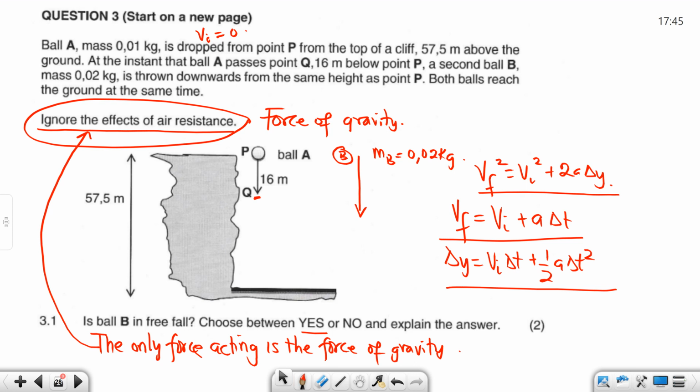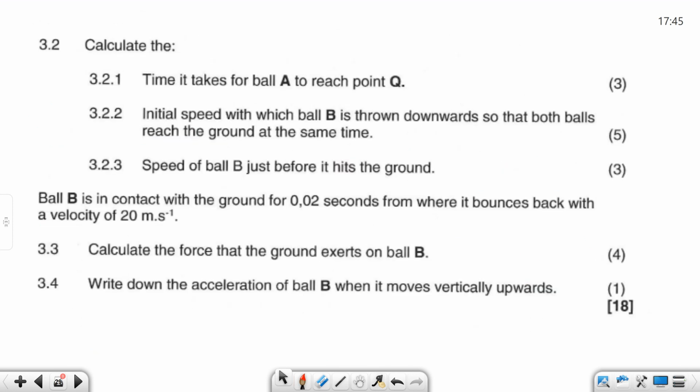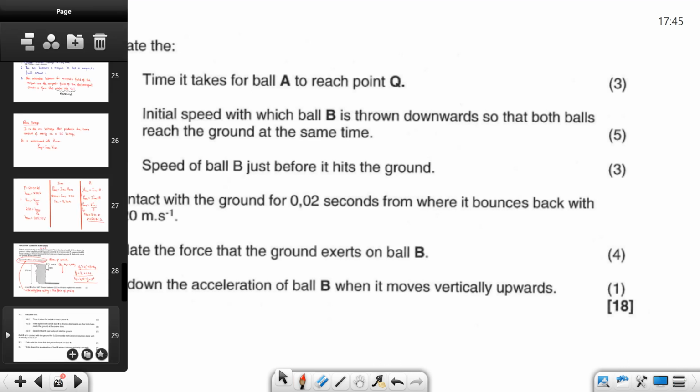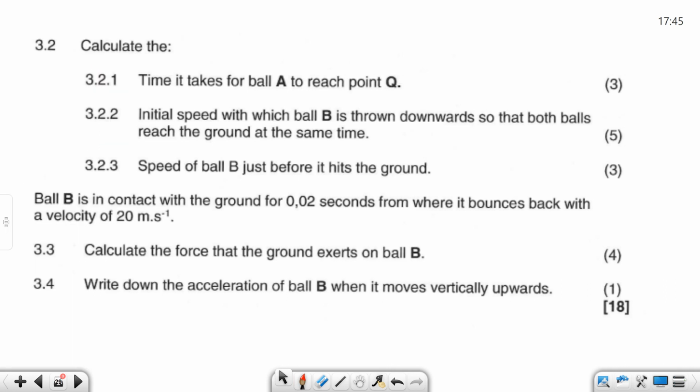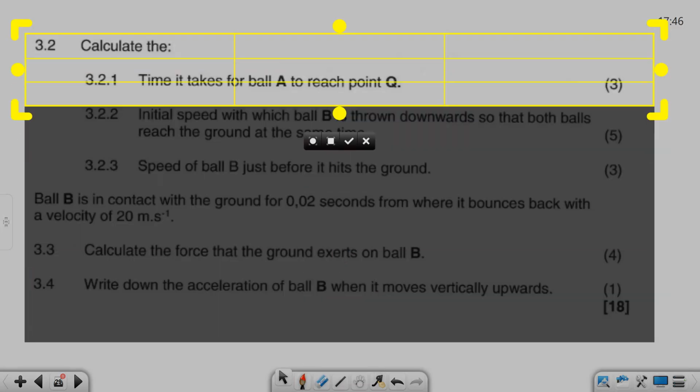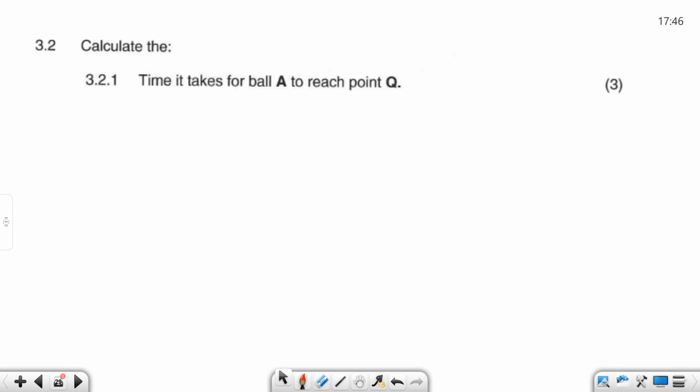Okay? Look at this. The first question says, calculate the time it takes for ball A to reach what? Point Q. So we are only focusing on A. Let me do this because I want us to get this thing. It's not as hectic as people claim it to be. The thing is, we want to do so many things at the same time. Let's follow a simple process.